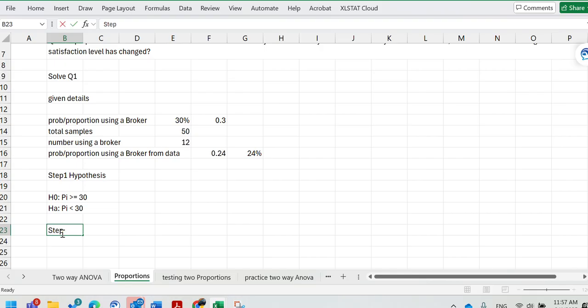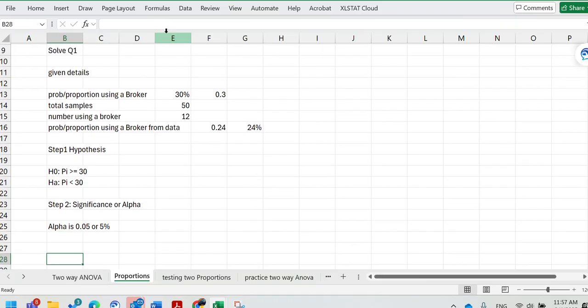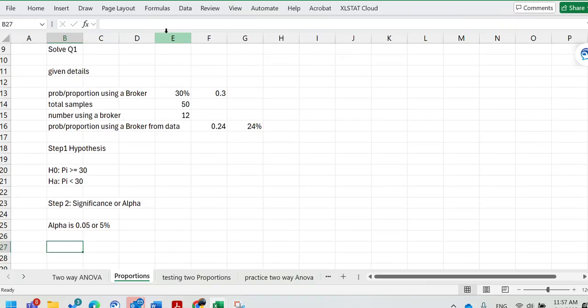Step 2 is simple. Step 2 is about significance or alpha. Alpha is 0.05 or 5%. That's given in the question. Why do we need this? Because we need this to make our decision rule. We need alpha to make our decision rule.